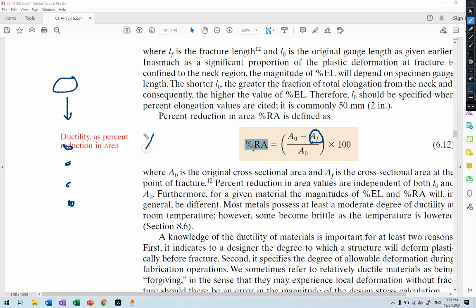So if someone says that percentage ductility, for example, percentage elongation is equal to 60%, and you have another material whose elongation is 10%, now you know that the 60% one is more ductile than the 10% one, or you can say that the 10% one is brittle, referred to the 60% one, because the 60% one is more ductile.